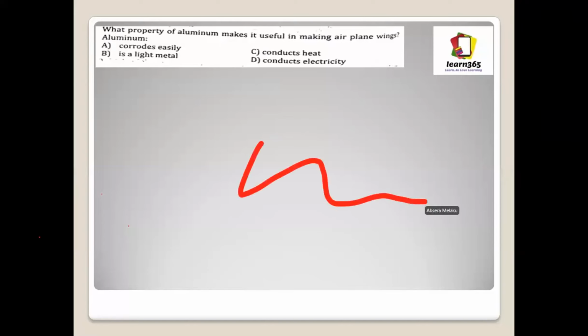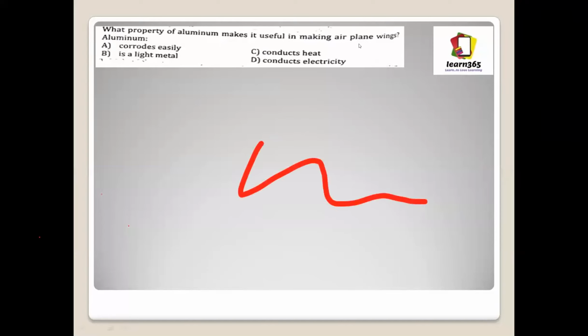Now, aluminium is used for its lightness. It is very light, and it is not easily corrodible. So the right answer is, it is a light metal which does not corrode easily.